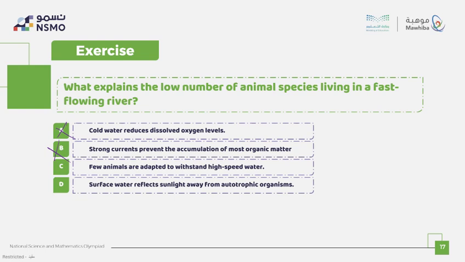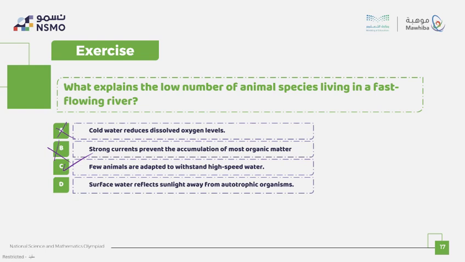But it is partly true, because strong currents reduce food accumulation, but it's not the main limiting factor. Okay, what about C? Few animals are adapted to withstand high-speed water. That is right. Why is this right? Because only a few species have bodies or behaviors that allow them to stay anchored and not be swept away.